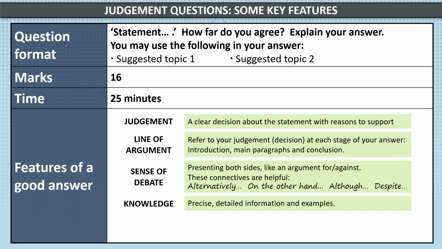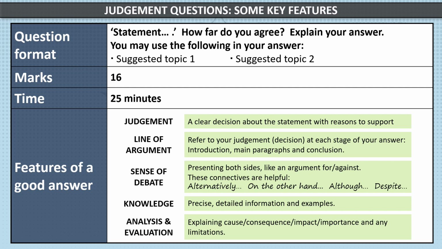What you do write must be backed up with precise, relevant knowledge. Analysis and evaluation is also required. This means explaining why things happen, why they matter, how important they are, and any limitations.